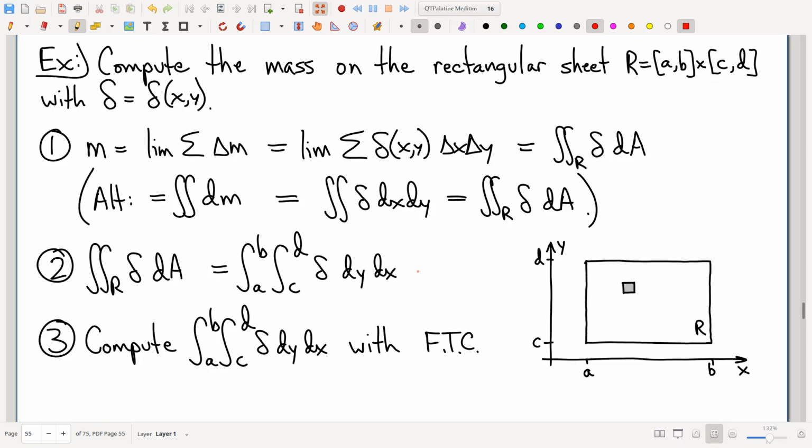Now, by the way, I expanded this out to be as clear as possible as to what was actually going on in that argument. I don't expect you to write that down every time. All I expect you to write down is that if you've been asked to compute mass, then you can compute it with a double integral of density. If you just write that down, I'm happy. Right? No problem.